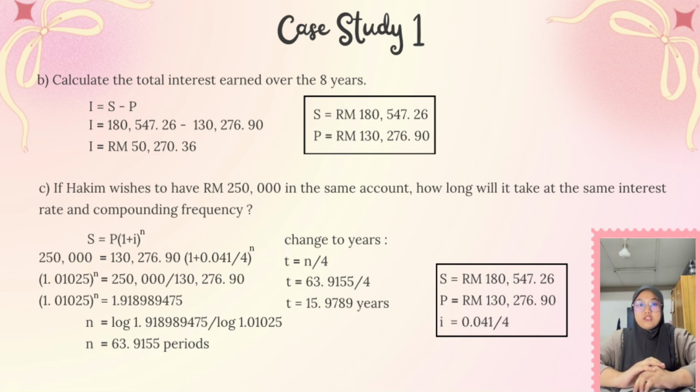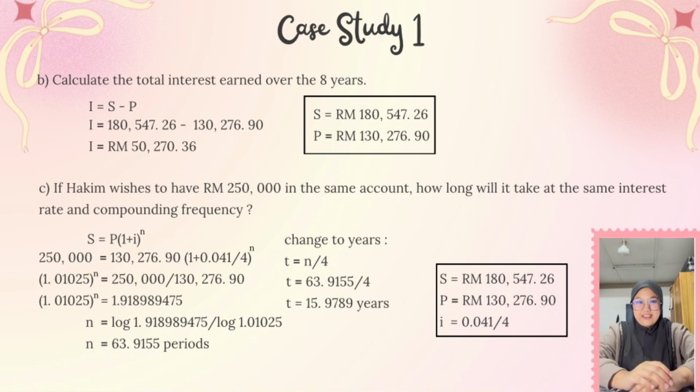250,000 equals 130,276 ringgit 90 cents times (1.01025)^N. Then we divide both sides by the principal. So we get (1.01025)^N equals 250,000 divided by 130,276 ringgit 90 cents. This gives us approximately 1.918989475. Now we need to find N, the number of compounding periods.